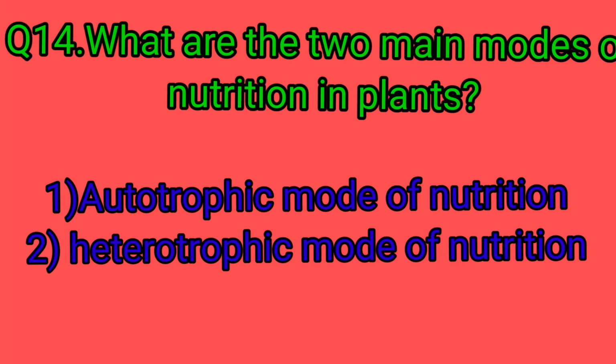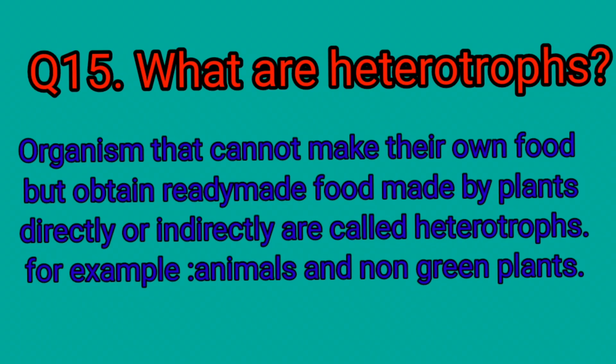What are the two main modes of nutrition in plants? Answer: first, autotrophic mode of nutrition. Second, heterotrophic mode of nutrition. What are heterotrophs? Organisms that cannot make their own food but obtain ready-made food made by plants directly or indirectly are called heterotrophs. For example, animals and non-green plants.